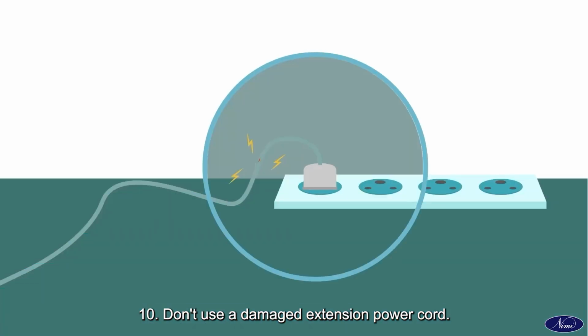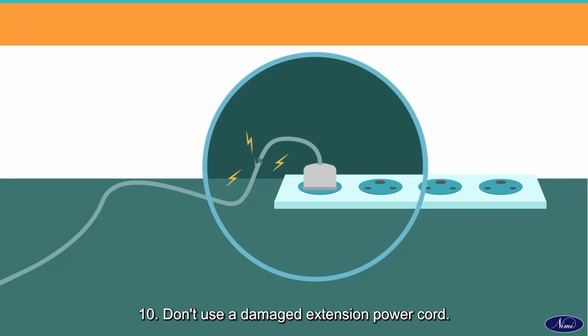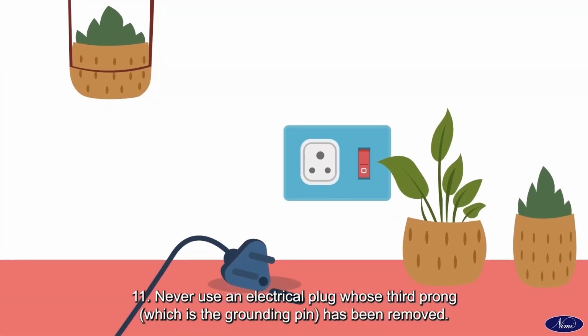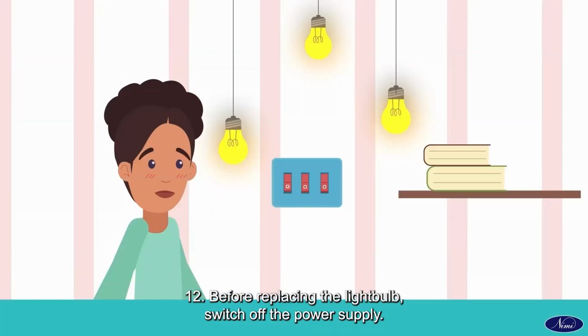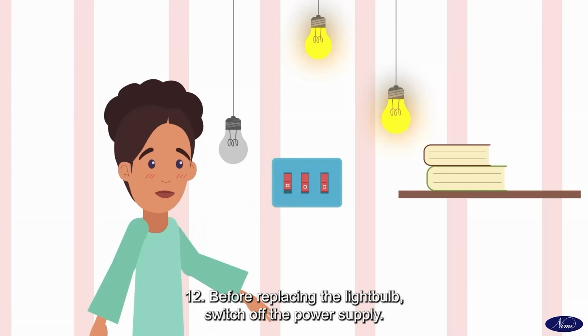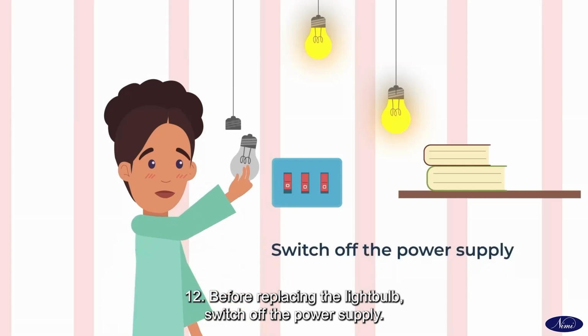10. Don't use a damaged extension power cord. 11. Never use an electrical plug whose third prong, which is the grounding pin, has been removed. 12. Before replacing the light bulb, switch off the power supply.